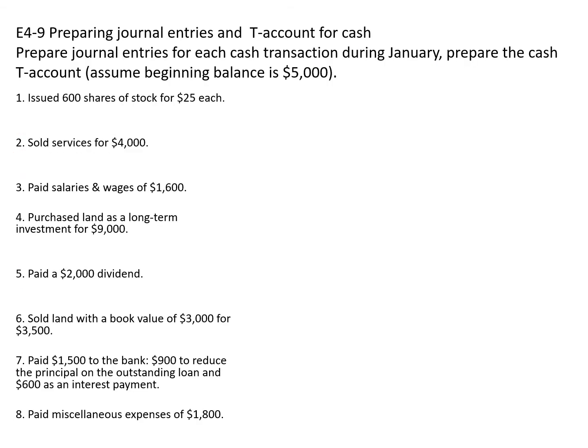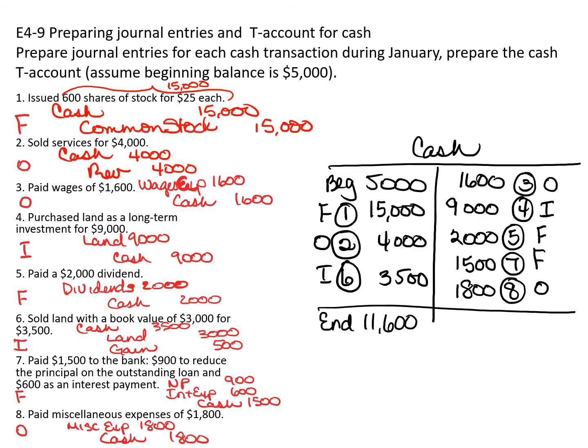All right, here's some more. We're going to prepare journal entries and put them in the T account for cash. And then we're going to do a beautiful, quick cash flow statement. So notice that beginning cash is $5,000. So let's go to the next slide and talk through the answer.